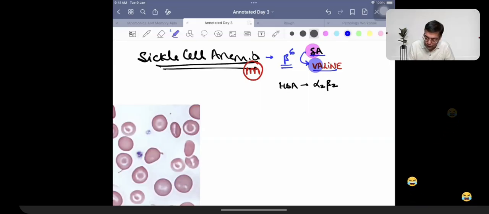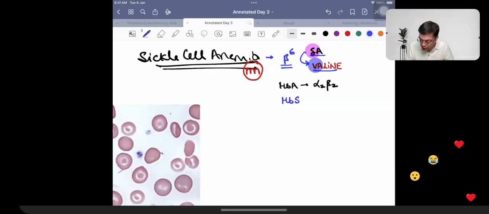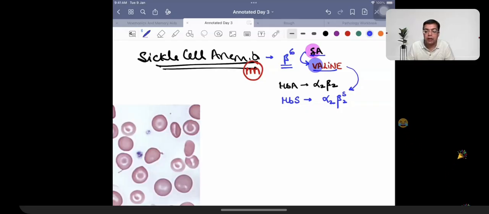Because of this, the beta chain is going to be defective. So the hemoglobin that forms inside these patients is HbS. That is alpha 2, beta 2, and you write S over here. Whenever glutamic acid is replaced by valine, you have S over here. That is sickled hemoglobin, HbS, the hemoglobin of sickle cell anemia. The problem with this kind of hemoglobin is that there is a decrease in its solubility.